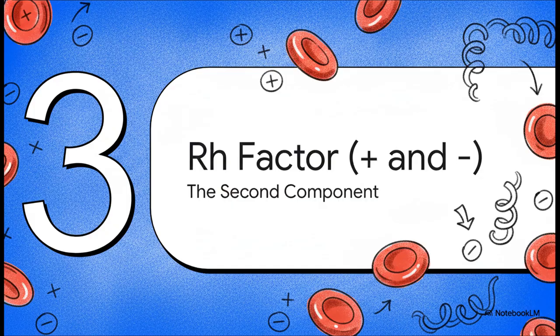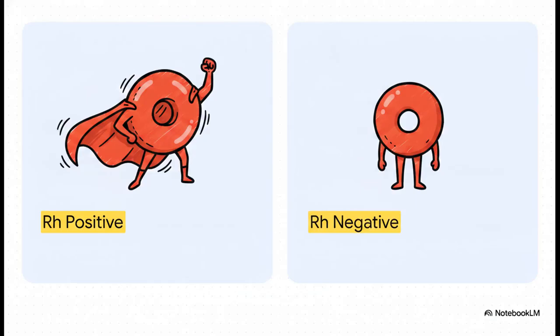Okay, Section 3, the RH factor, meaning positive and negative. So you've probably noticed we don't just say someone is type A. We say they're A positive or A negative. This is the RH factor. It's the second major piece of the puzzle that adds that little plus or minus sign to your letter.